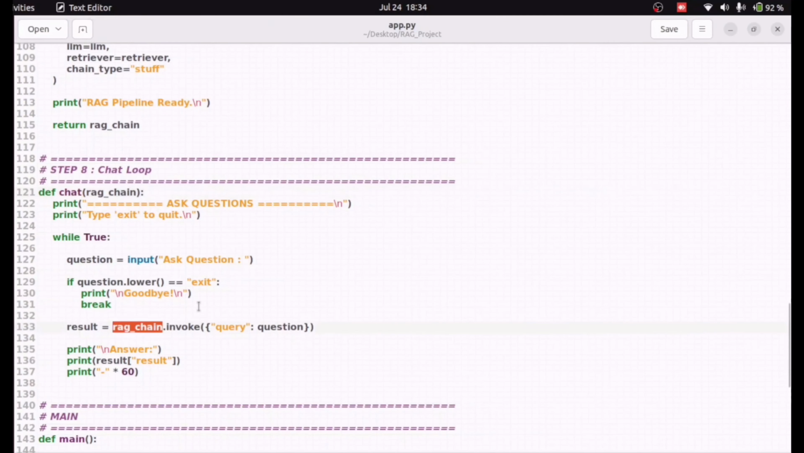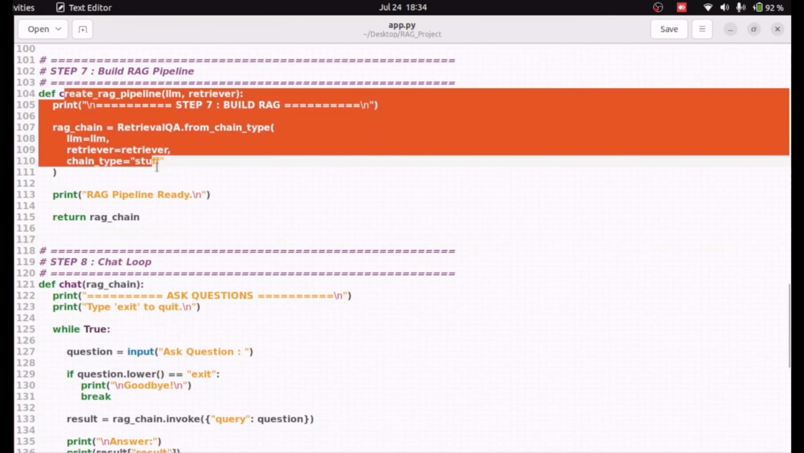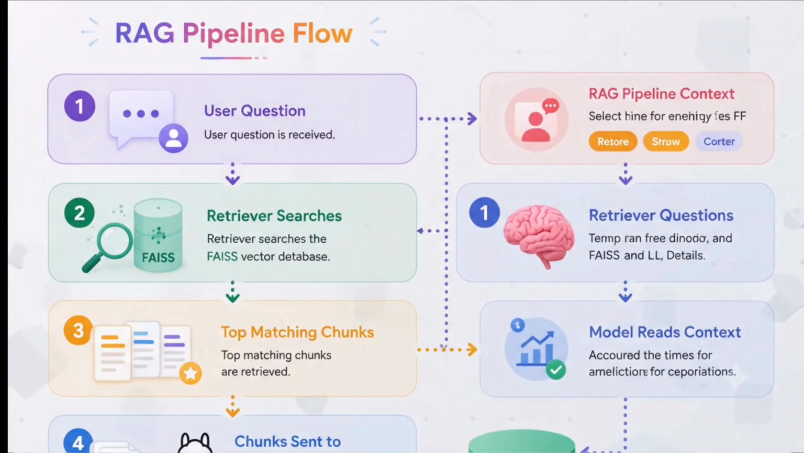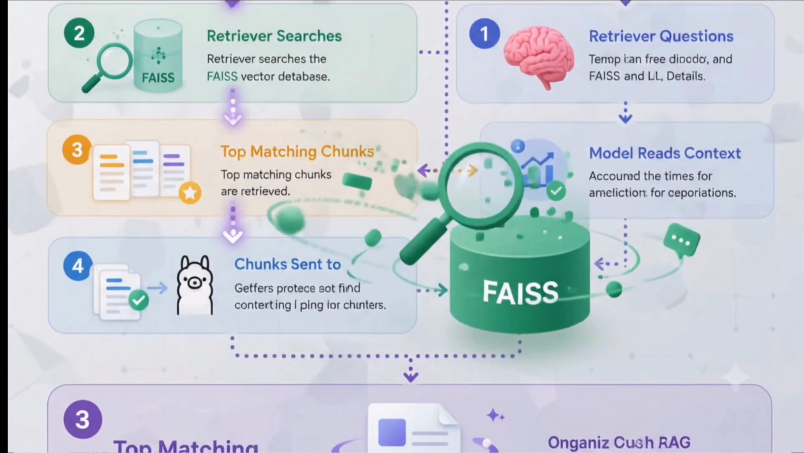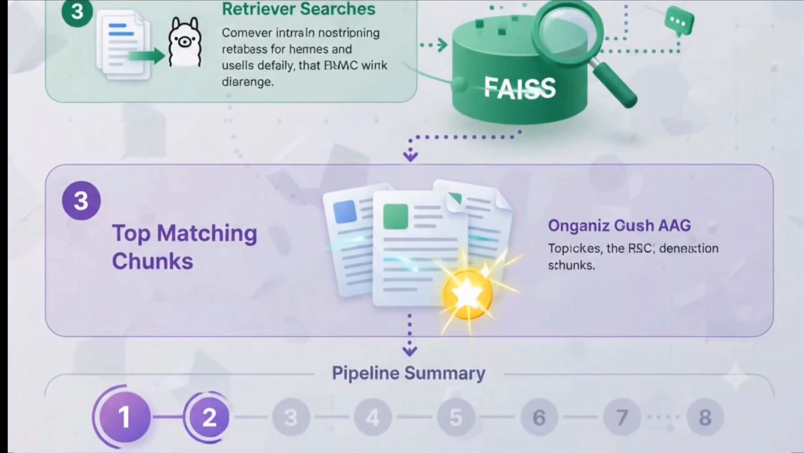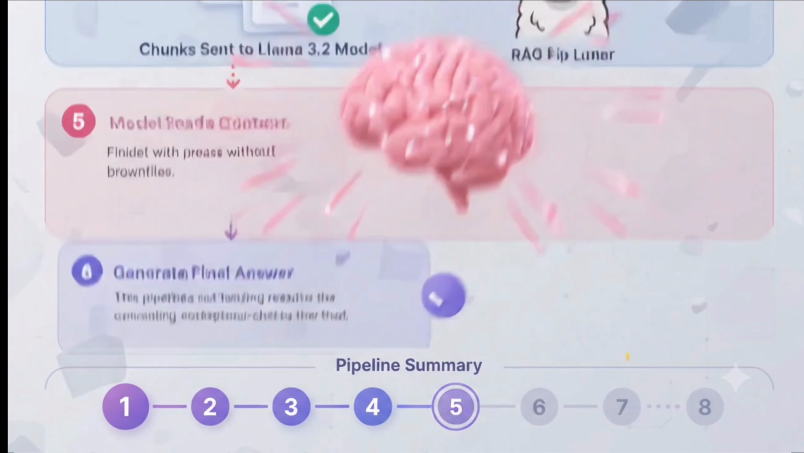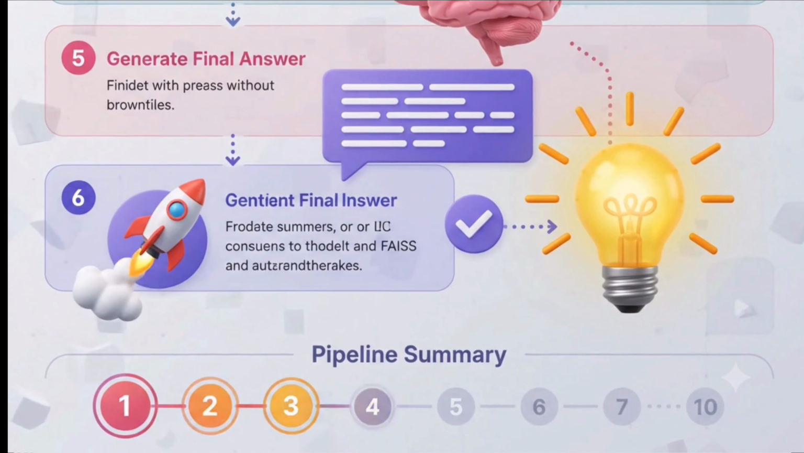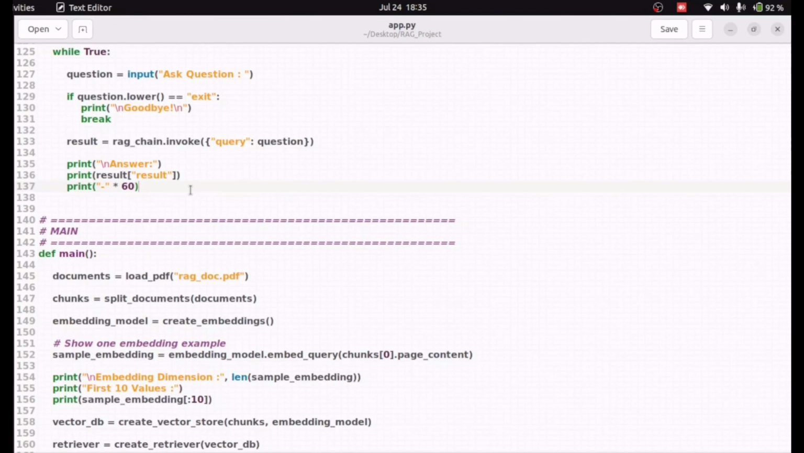Okay. So when we call the RagChain.invoke, the entire RAG pipeline starts working automatically. And here is what happens behind the scenes: the user question is received, the retriever searches the FAISS vector database, the top matching chunks are retrieved, those chunks are sent to the Llama 3.2 model, the model reads the context and generates the final answer. So these are the steps basically. And finally, we print the generated answer here. The result key contains the response generated by the language model.